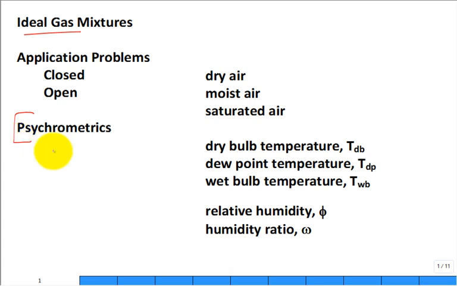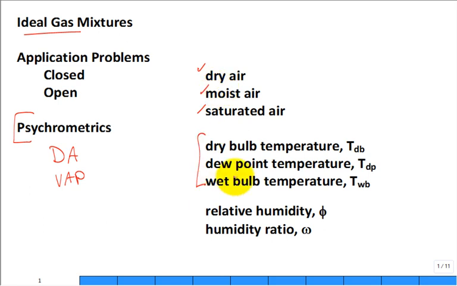It's made up of dry air. That's nitrogen and oxygen and some other trace elements, but we just combine that all and call it dry air. And then we have water vapor. And that water vapor in our air behaves as an ideal gas. We talked about dry, saturated, and moist air in between.